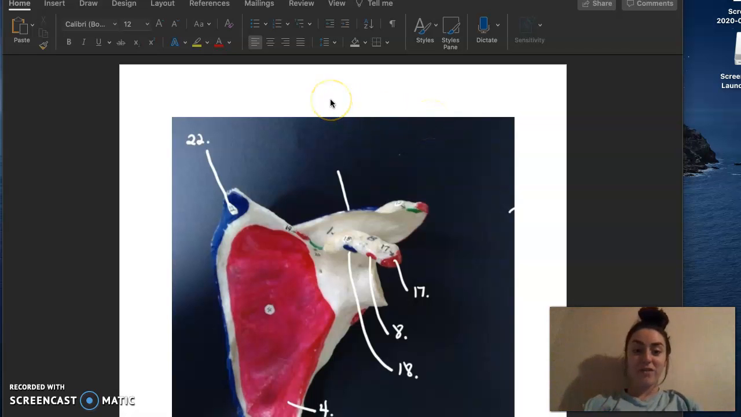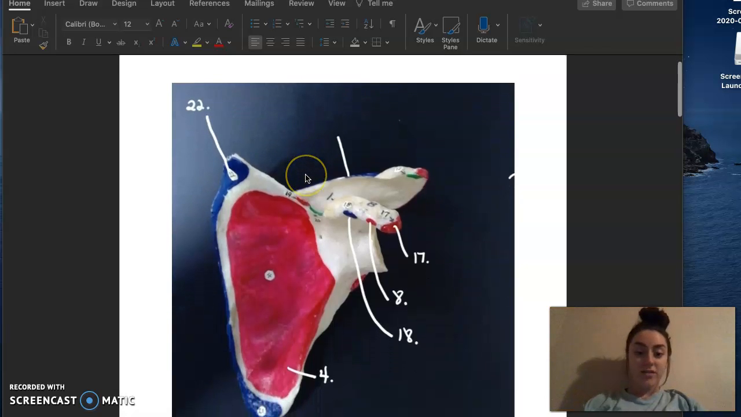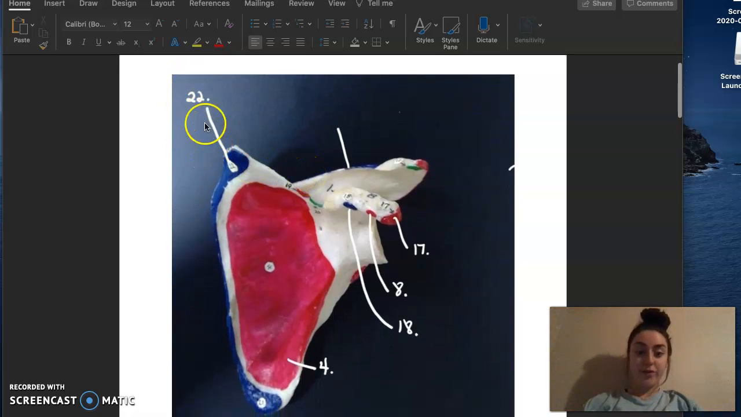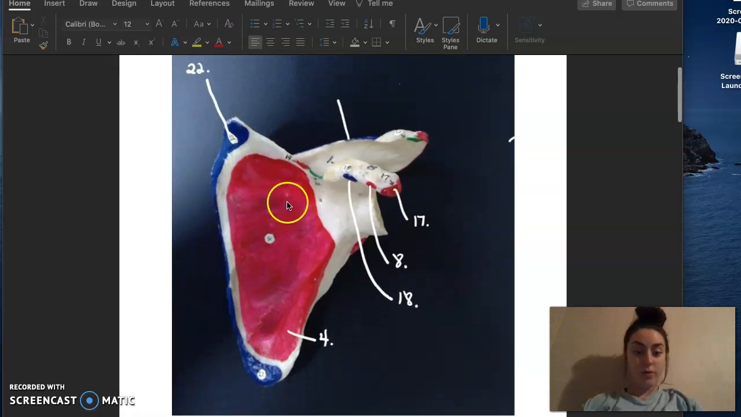Alright, we're going to go over the muscles of the humerus and scapula really quick. So starting off at 22, we have the insertion of the serratus anterior. At number 4, we would have the origin of the subscapularis. At 17, we would have the origin of the coracobrachialis. At 8, we would have the origin of the short head of the biceps brachii.